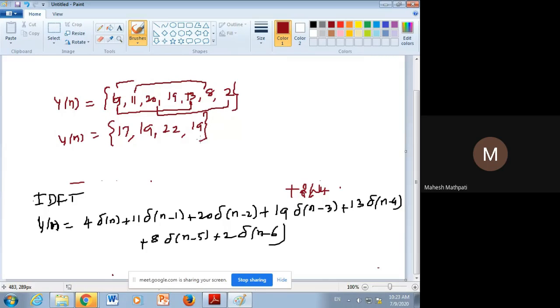So first calculate the DFT of the 2 functions, then you can apply IDFT and calculate the answer. Understood? Any question or any difficulty? No, sir. Okay, let's move to the next question.